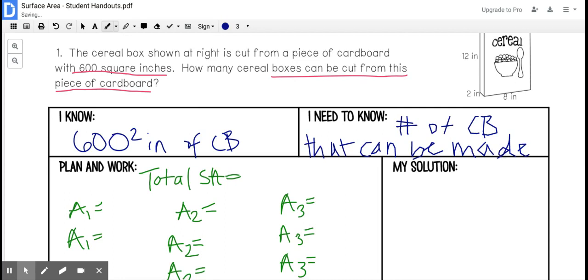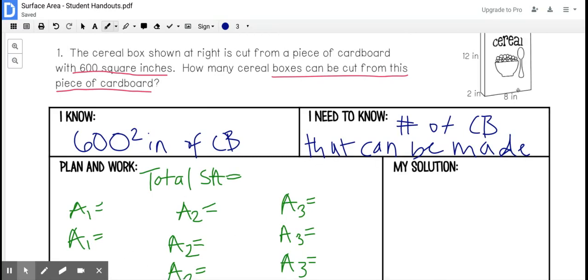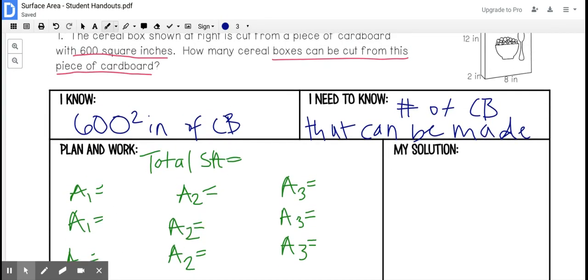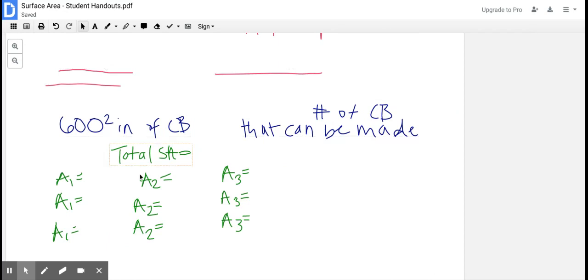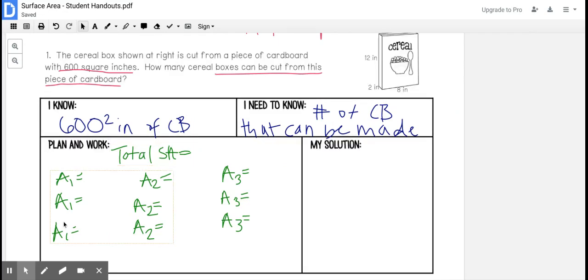So I've already set up how we're going to work out our problem down here. What we are going to do is split the cereal box into 3 separate sections for area. If we look here, we've got our total surface area, which is what we're looking to calculate, and then we've got it broken down into 3 separate sections. So we have our first area, our second area, and our third area.